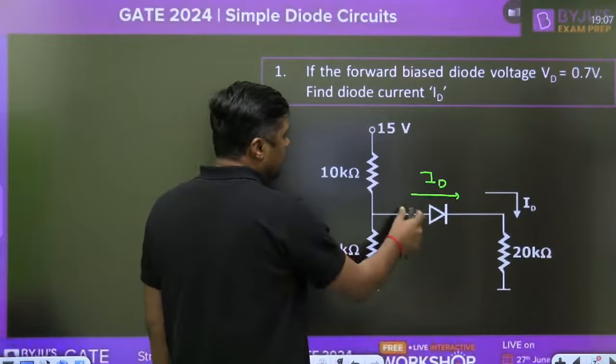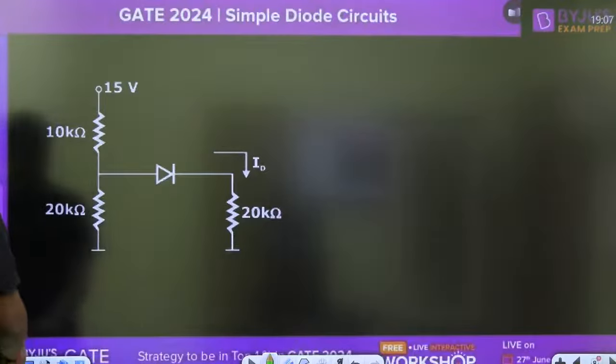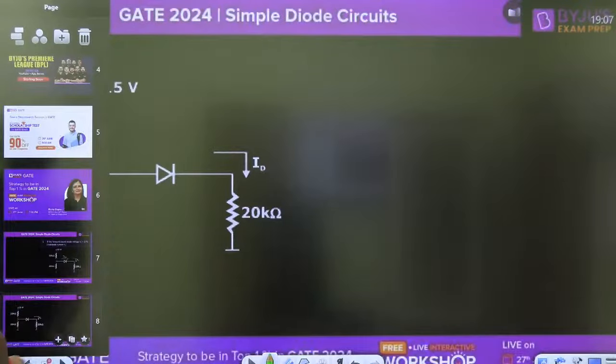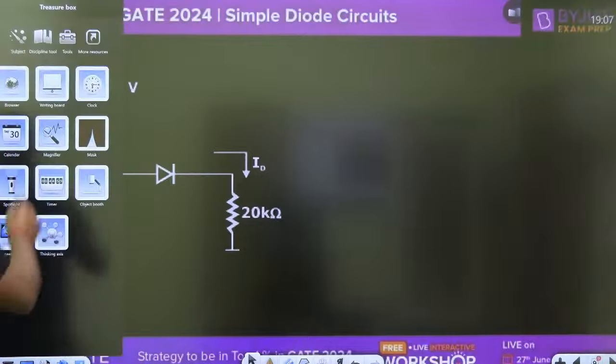If it is a practical diode, yesterday I gave you the hint that in this case choose the 0.7 volt.